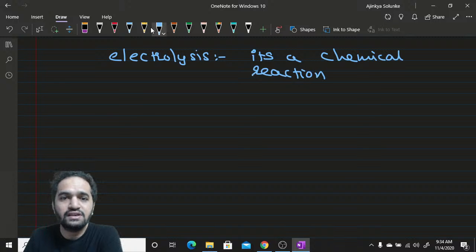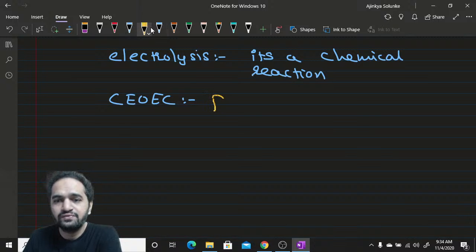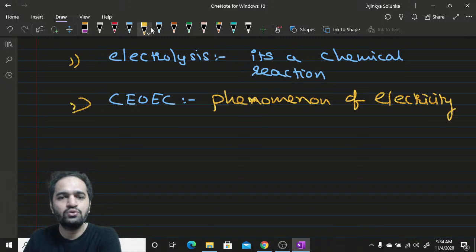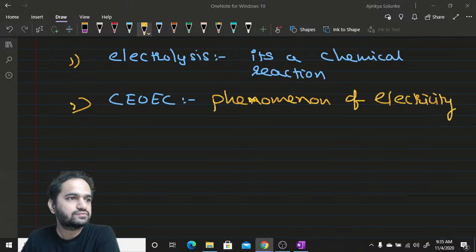Okay. And for chemical effects of electric current, how can we define it? You can just write down, it is the phenomenon of electricity. It is the phenomenon of electricity. Now is it fine? That is the simplest way you can define both of them. It's a chemical reaction, it's a phenomenon of electricity. Is it fine now? I think it is totally fine. Okay, now let us move ahead.